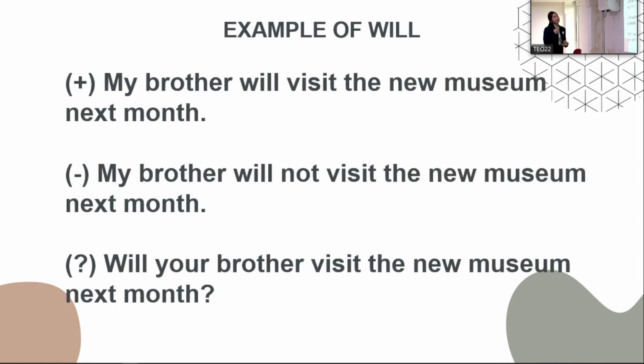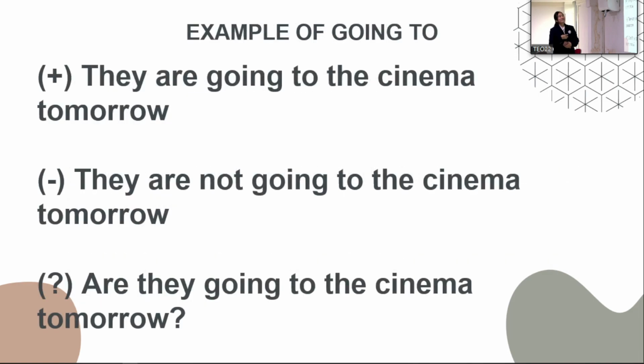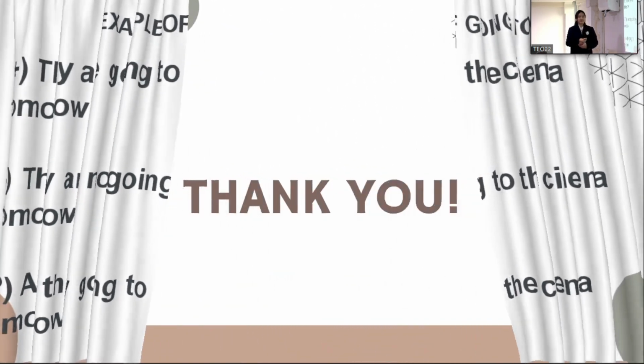And next, this is the example of will. My brother will visit the new museum next month. My brother won't or will not visit the new museum next month. And for the interrogative, will your brother visit the new museum next month? For the example of going to, they are going to the cinema tomorrow. They are not going to the cinema tomorrow. And for the interrogative, are they going to the cinema tomorrow?